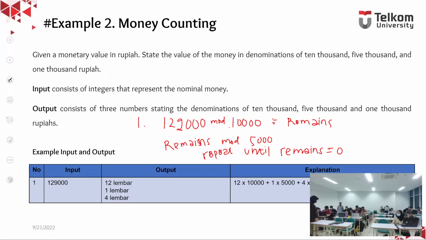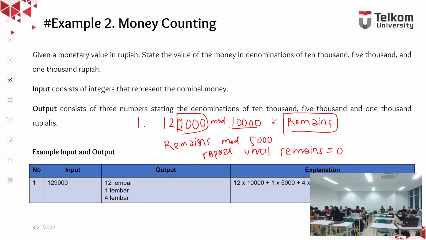So the first thing to do is you take the input and then do the mathematical operator mod. So you divide by this value, 10,000. Because you can divide 9,000 by 10,000, it will become a float64 value. So this will be the change or the remaining. So this is the remain.